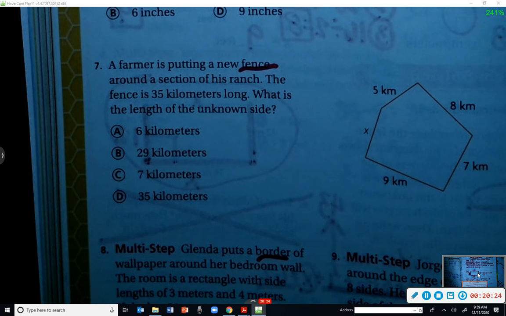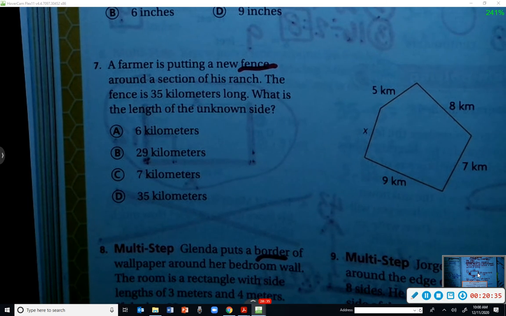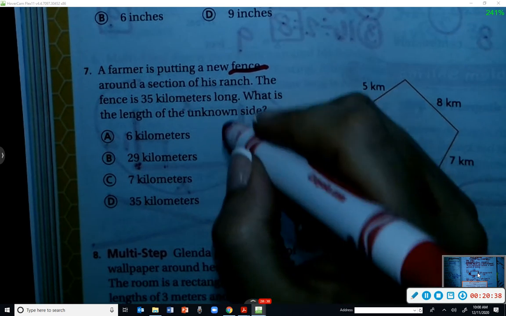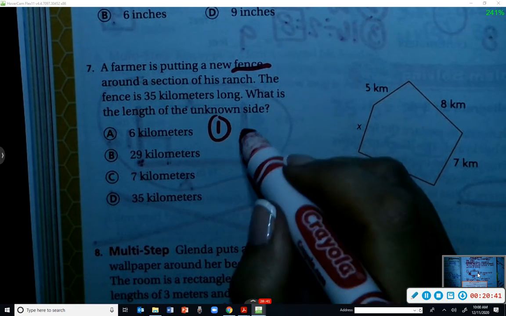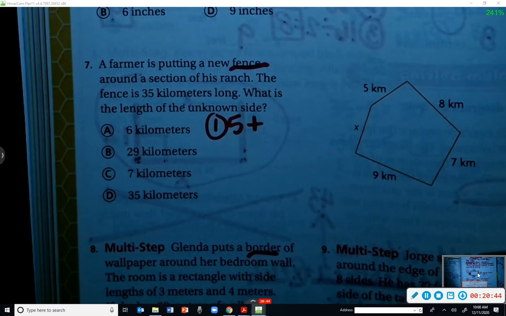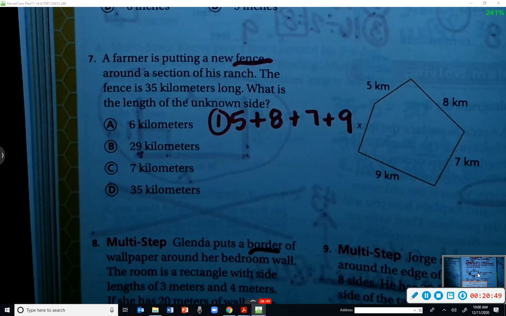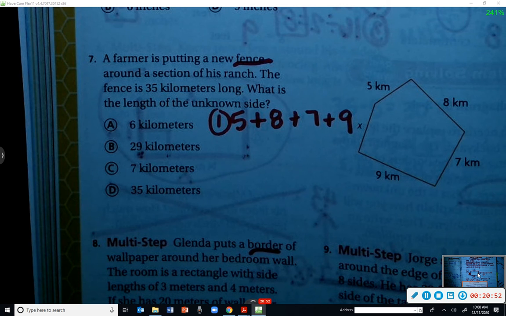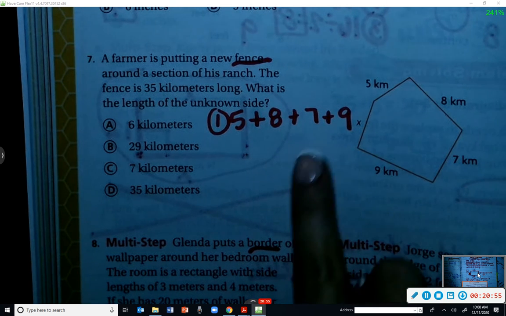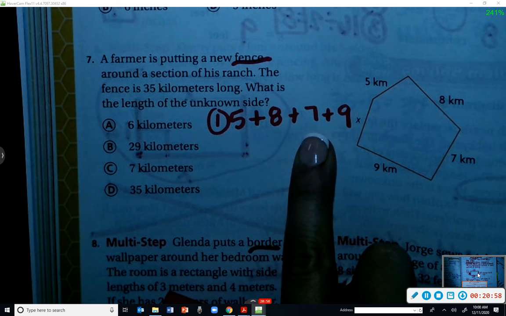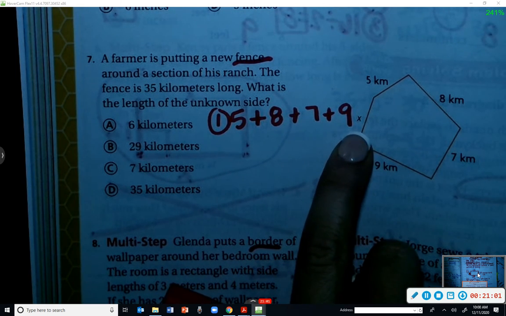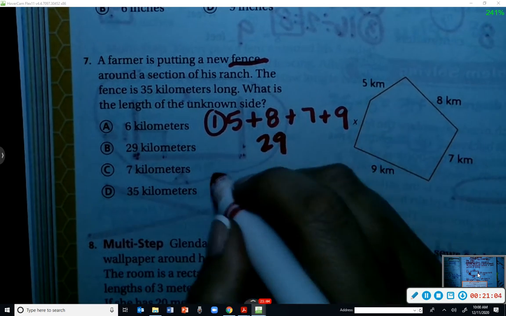Okay, who can tell me what I do first on this problem? Actually, I'm going to pick Javea. Very good. We're going to add all the numbers we know. Okay? So step 1, we're going to add 5, 8, 7, and 9. Okay, what's 5 plus 8? 13. 13 plus 7. 20 plus 9. 29. Okay.